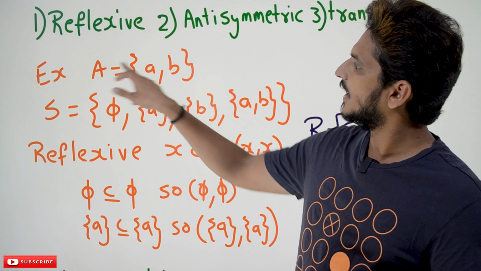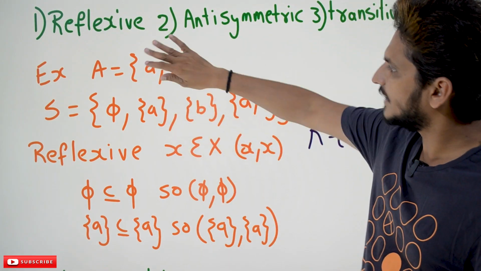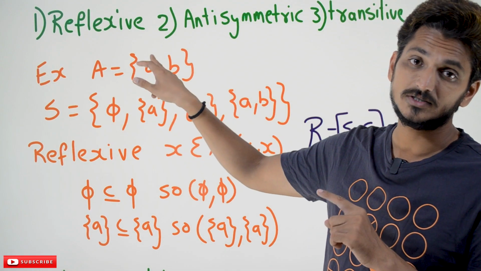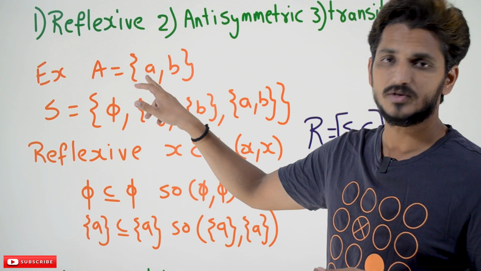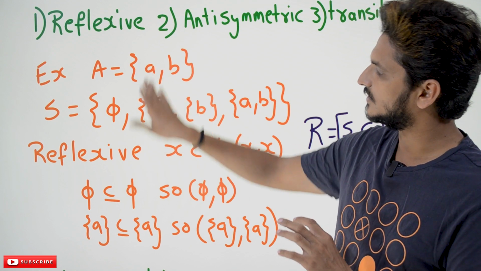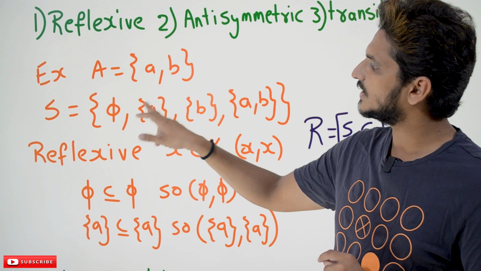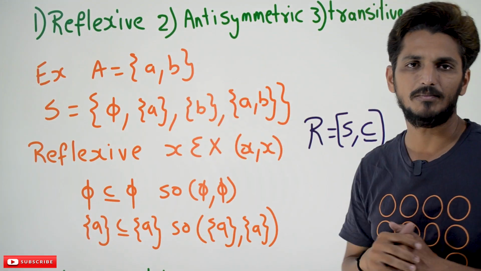Let's take an example. A is equal to {a, b}. For this set, we are going to write S is equal to the set of all subsets of this set. We have done many such examples in our previous classes, so we are not concentrating on how to write the set of all subsets. The set of all subsets is: phi, {a}, {b}, {a, b}.